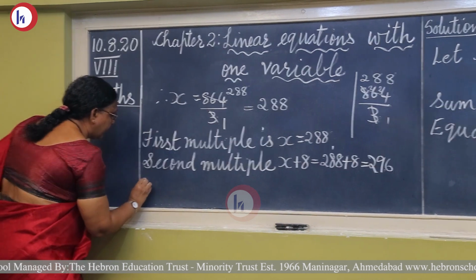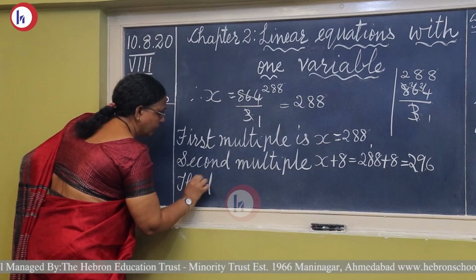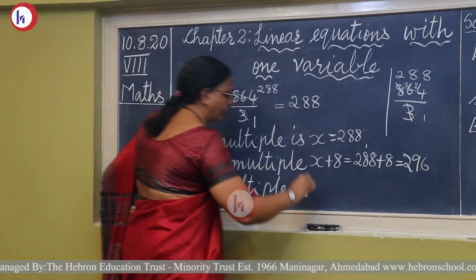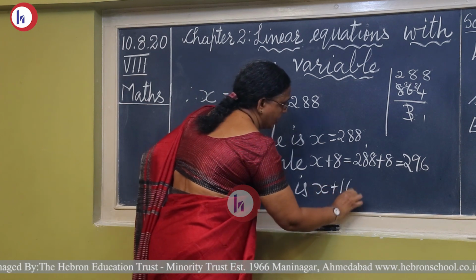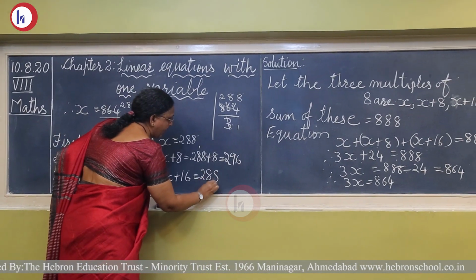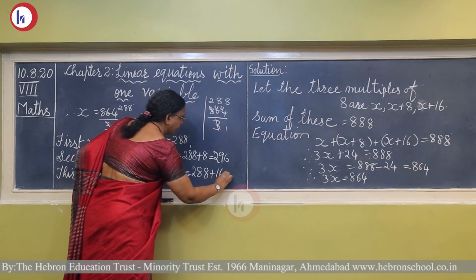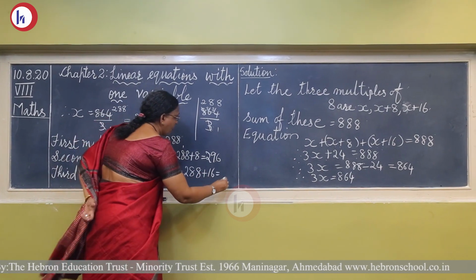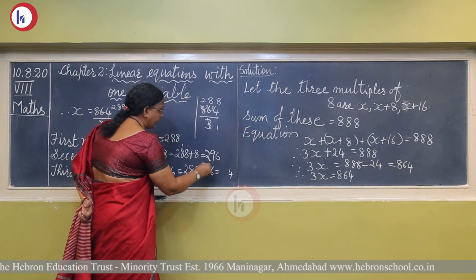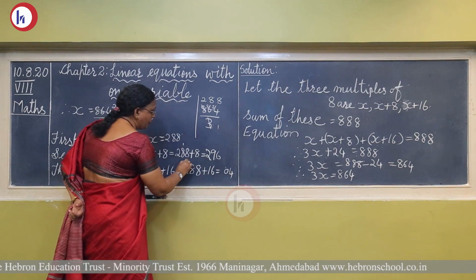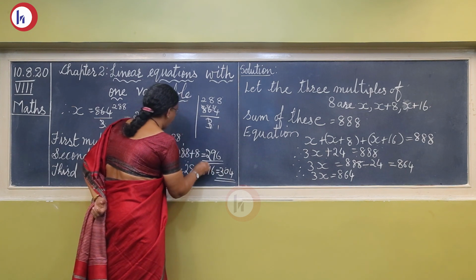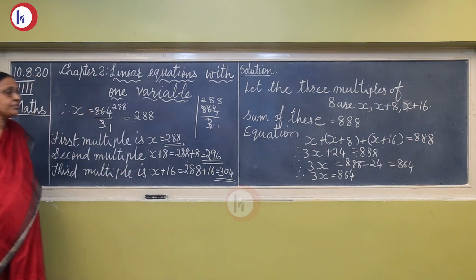That is the second multiple. Then the third multiple is x plus 16. Again the value of x is 288. Substituting, x plus 16 is equal to: 8 plus 6 is 14, then carry 1; 8 plus 1 is 9, 9 plus 1 is 10, carry 1; 2 plus 1 is 3. So 304. So we get all the 3 multiples. These are the 3 multiples of 8.